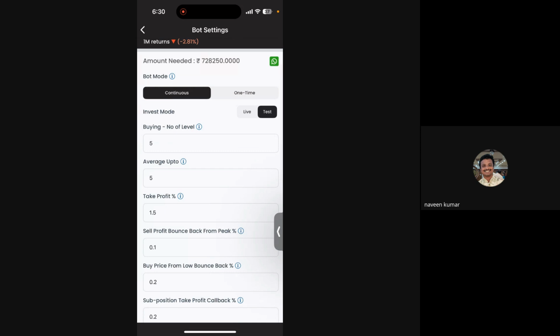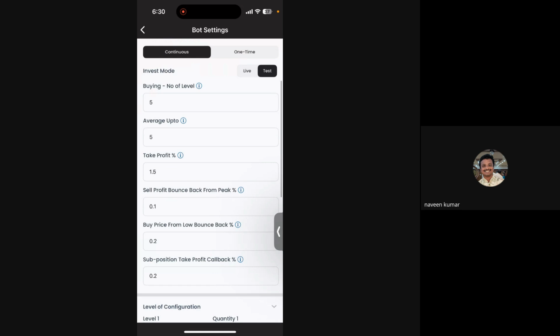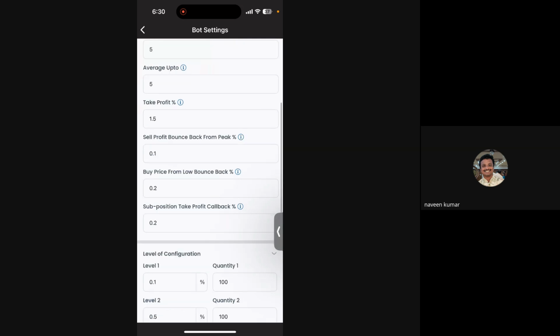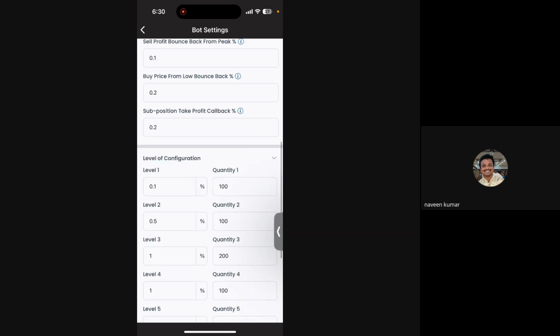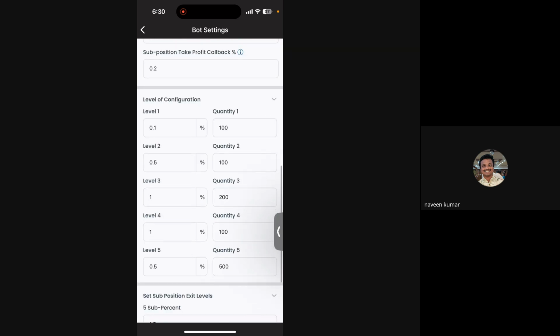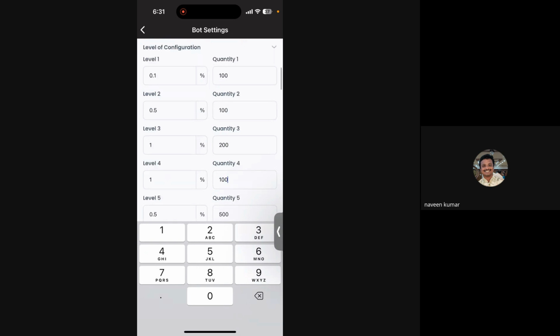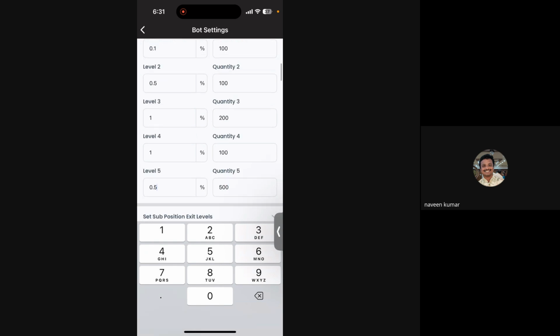I have kept profit as 1.5% and sell from the bounce back is 0.1. Buy if it is bouncing back by 0.2%, it will buy it. Sub positions again, when it is coming down 0.2%, it will sell it. So you can see here how systematically I have designed to buy Tata Motors stock. 0.1% down 100 shares, 0.5% down 100 shares, 1% down 200 shares, 1% down again 100 shares, 0.5%.